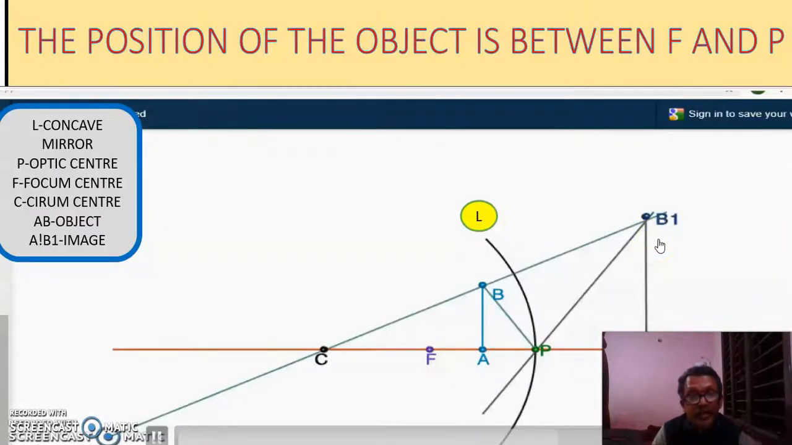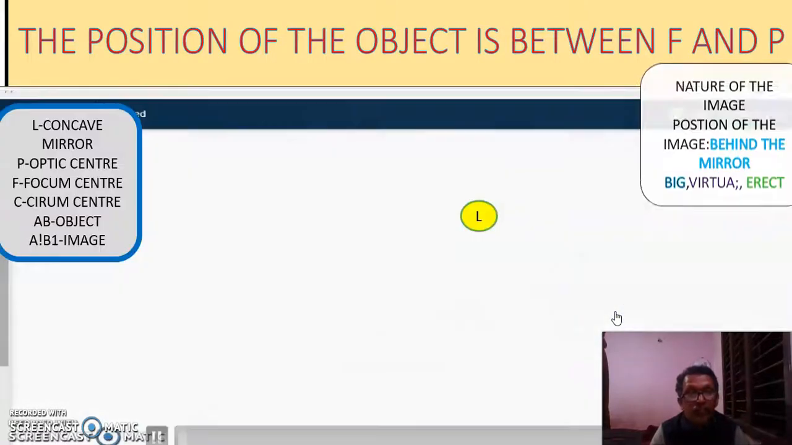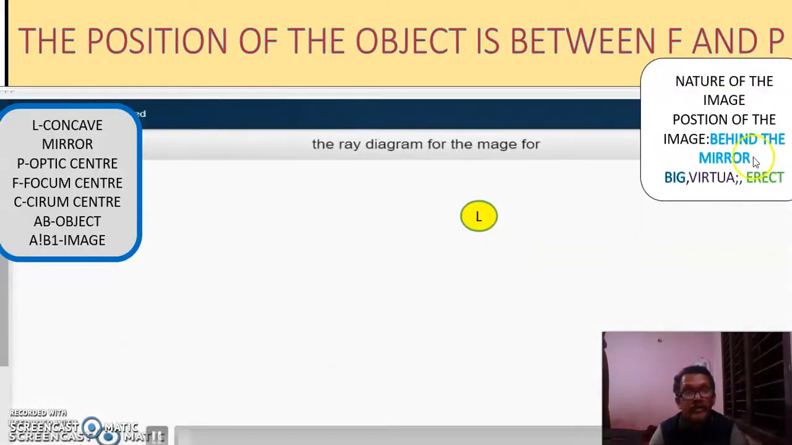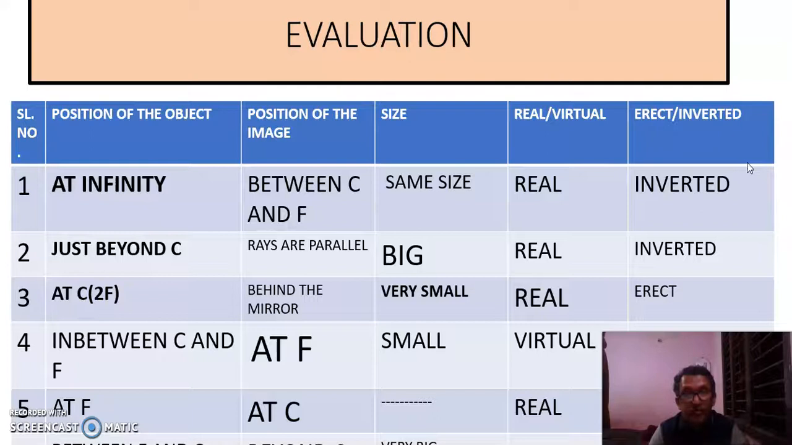So this is the special diagram out of 6. Okay, I think you are clear. So go through it one or two times, then you can be clear. Okay, this is the image formed.